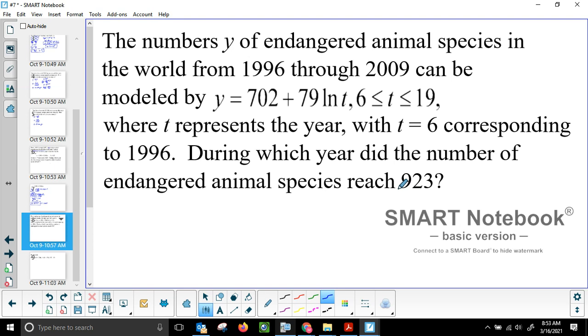Where's E on the calculator? If you want E raised to some power, you can hit second ln. Okay. Yep.